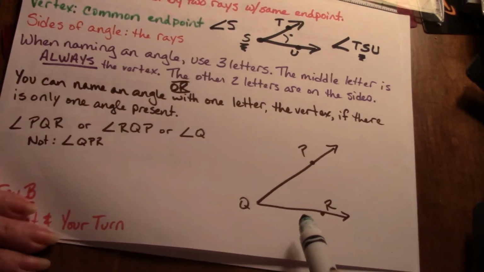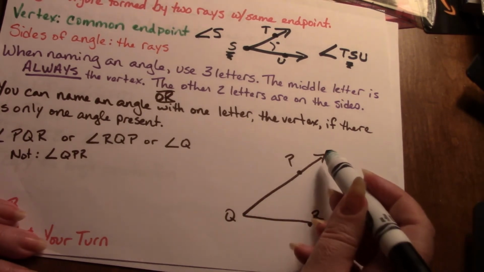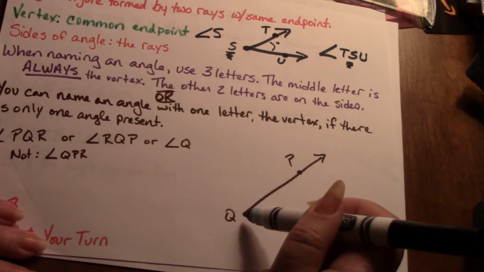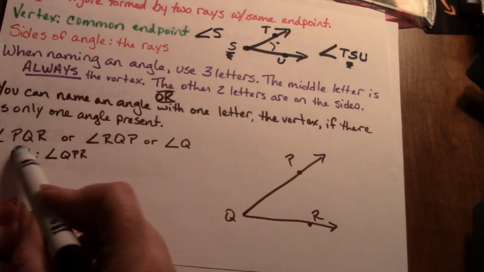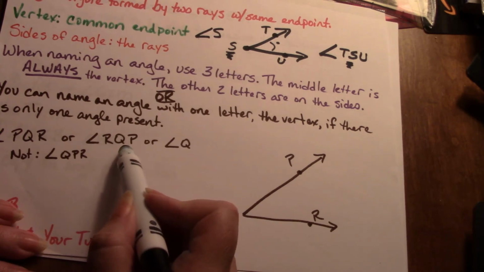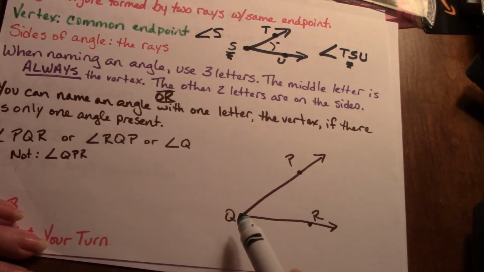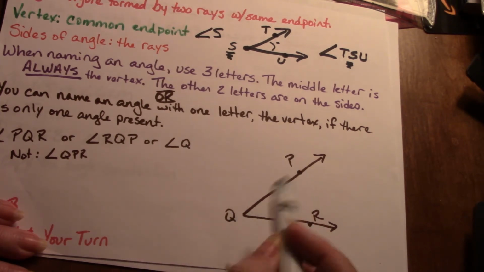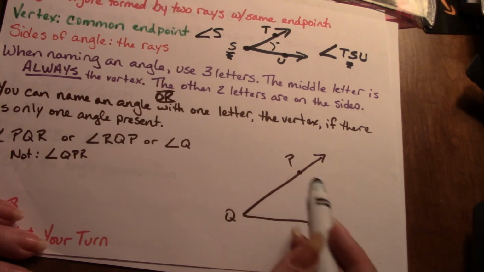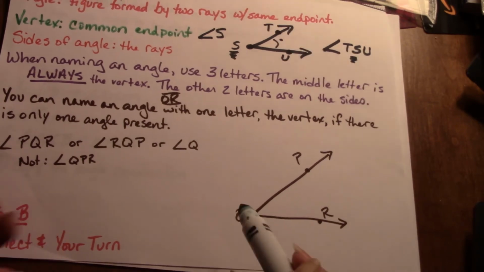So if we're looking at this angle, I have one side, ray QP. I have another side, ray QR. I have the vertex Q. I could name this angle PQR or angle RQP, or just angle Q. But can't you name it angle QPR or angle QRP? Because that will actually be incorrect.